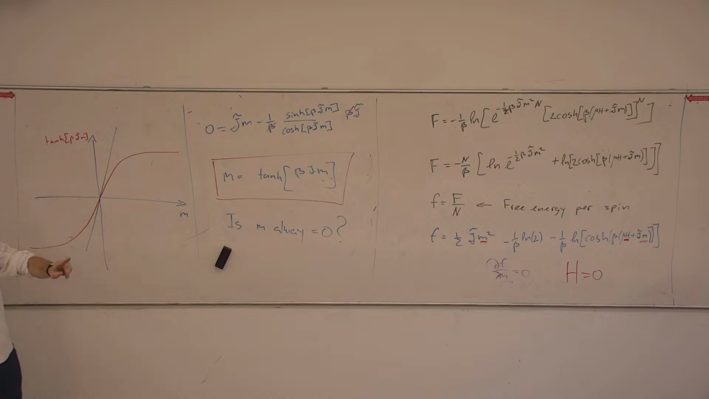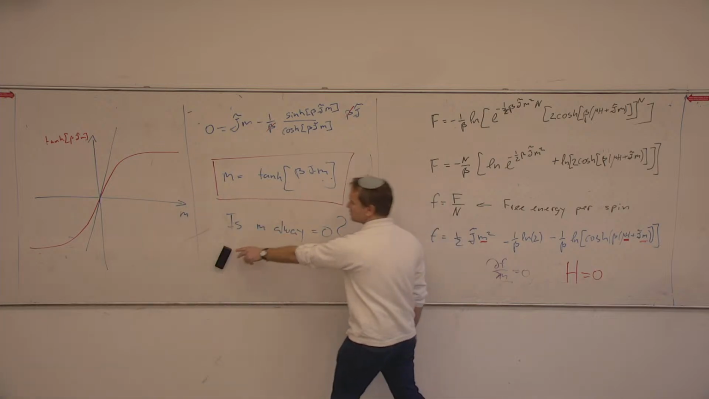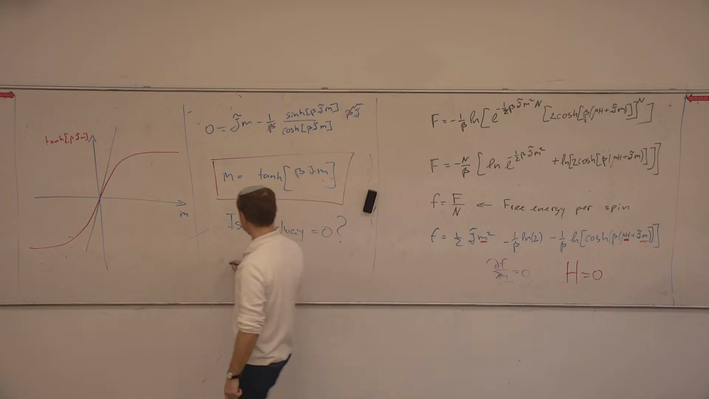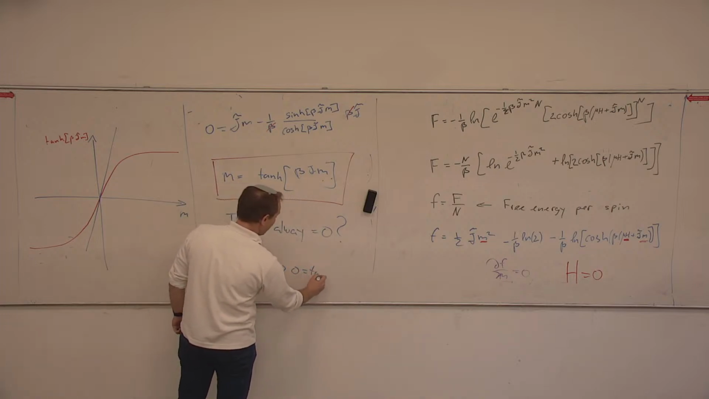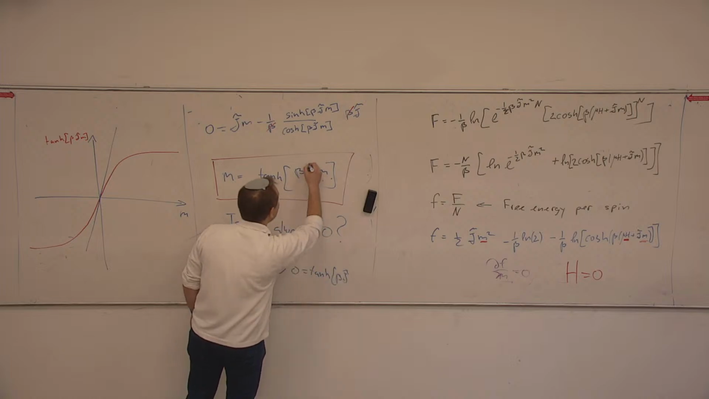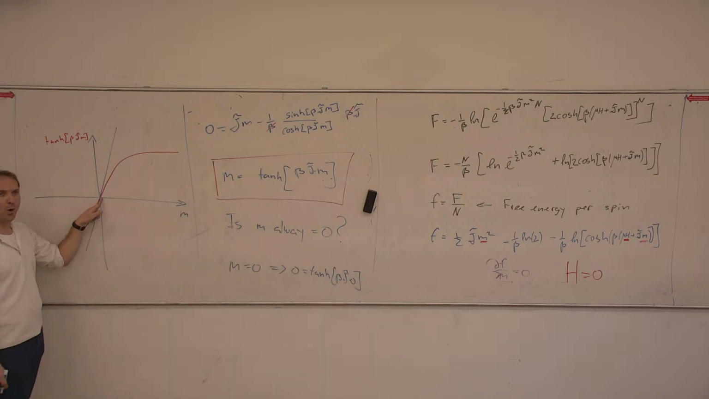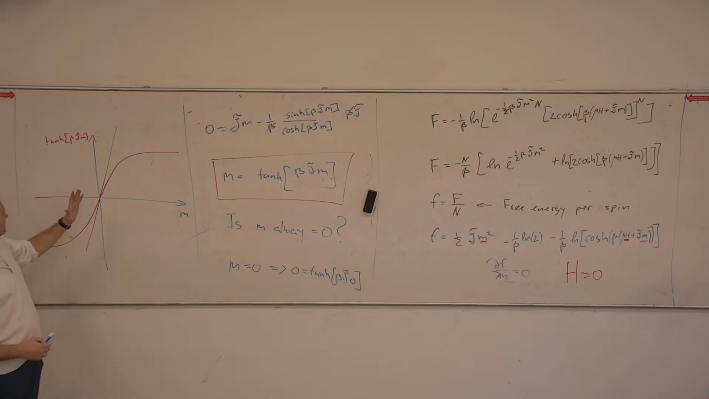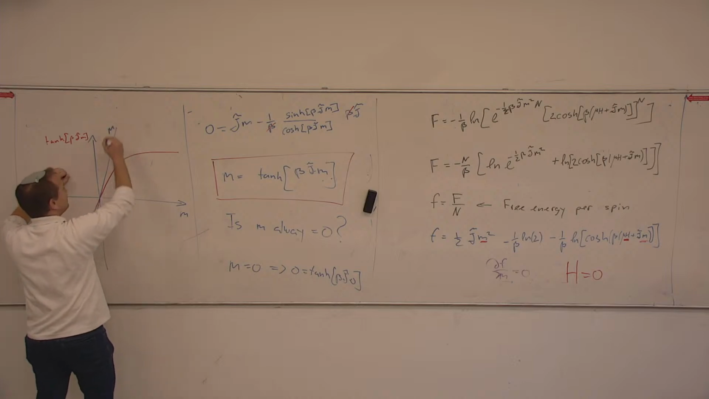So first of all, when m equals 0, the hyperbolic tangent equals 0. So there is always a solution when m equals 0. M equals 0, 0 equals hyperbolic tangent of beta j tilde multiplied by 0. So there is one crossing point, always. But you see, I somehow plotted the slopes arbitrarily. So the slope of m is always 1.